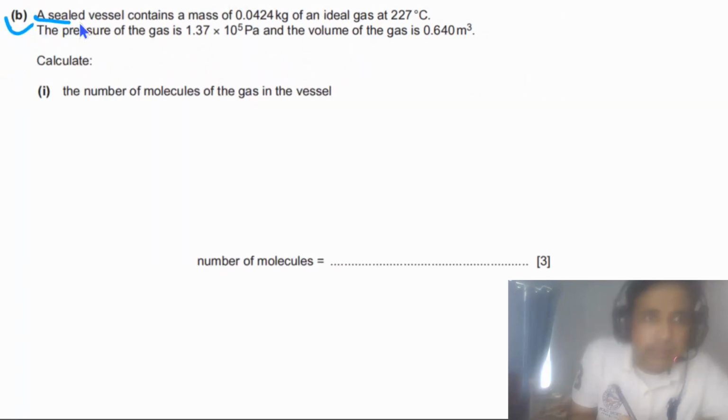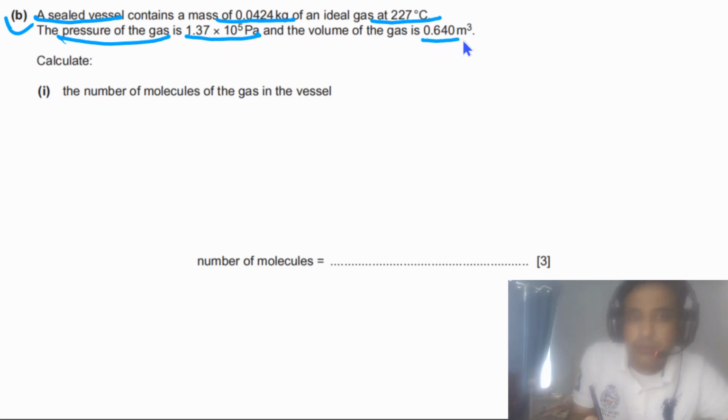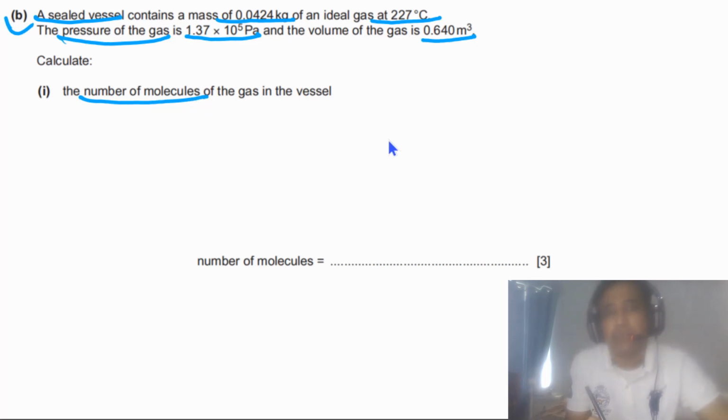Part B says a sealed vessel contains a mass of 0.0424 kg of an ideal gas at 227 degrees Celsius. The pressure of the gas is 1.37 times 10 to 5 pascals and the volume of the gas is 0.640 cubic meters, or simply meters cubed. For this question, we need to calculate the number of molecules of the gas in the vessel.